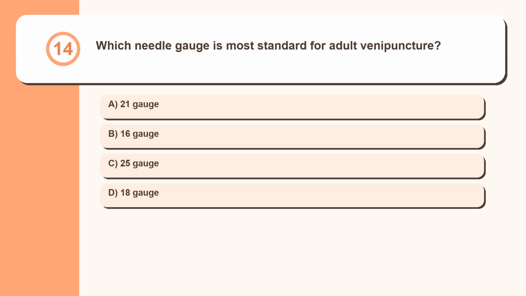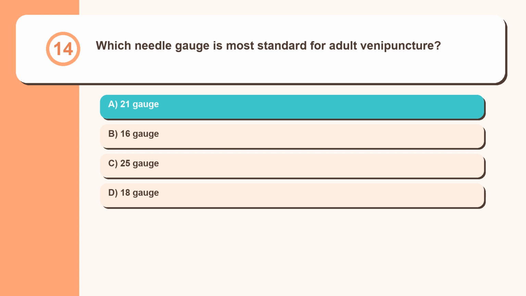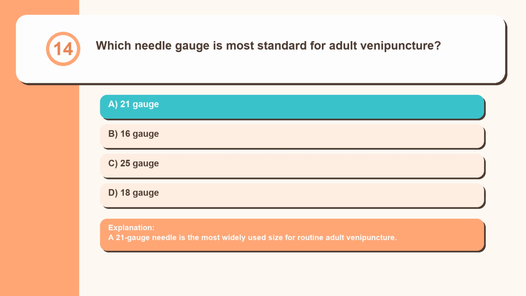Question 14. Which needle gauge is most standard for adult venipuncture? 21 gauge, 16 gauge, 25 gauge, 18 gauge. A 21 gauge needle is the most widely used size for routine adult venipuncture.